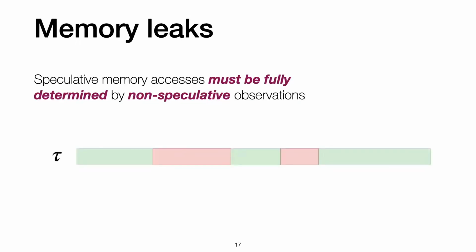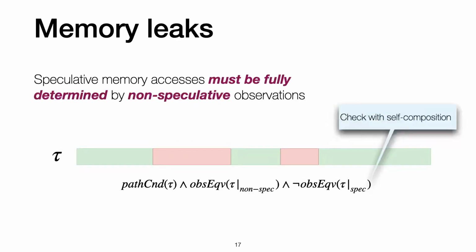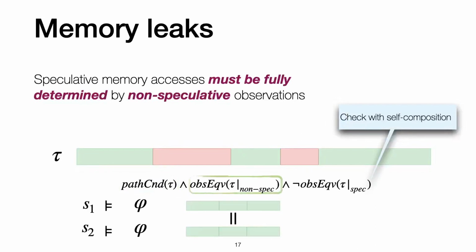Given a symbolic trace tau, we encode the presence of memory leaks as a logical formula. This formula consists of three main components and it relies on a trick called self-composition. The formula states that we're looking for two program states such that first, they both satisfy the path condition, that is, they're both represented by the symbolic trace tau. Next, the non-speculative observations produced by the two states are the same. This is obtained by requiring that the green observations are the same for the two states, and the second conjunct ensures that the two states produce the same traces under the non-speculative semantics.